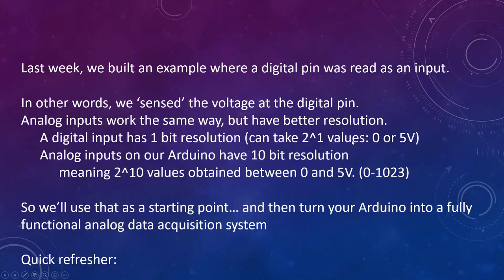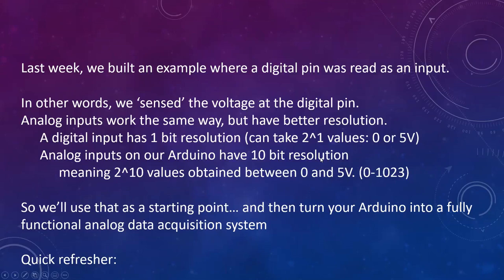That's all you get. But analog inputs, on the other hand, have, in this case, for our Arduino at least, 10-bit resolution. So what that means is that it's breaking up the 0 to 5 volt range of possible inputs into 2 raised to the 10th different values. So that would be a number between 0 and 1023. That's technically 1024 values, but because we're counting 0, the actual system will give you a number between 0 and 1023. And we'll use that as a starting point.